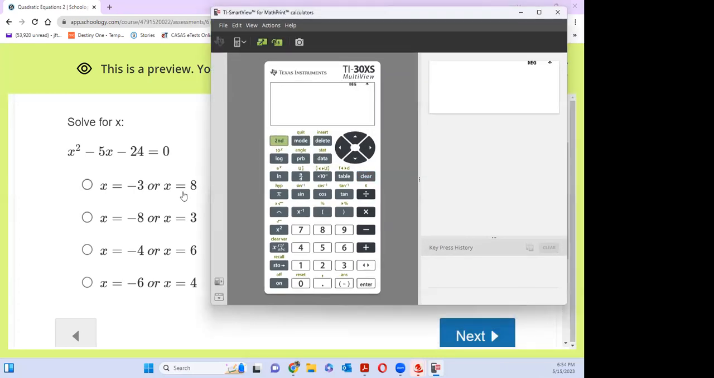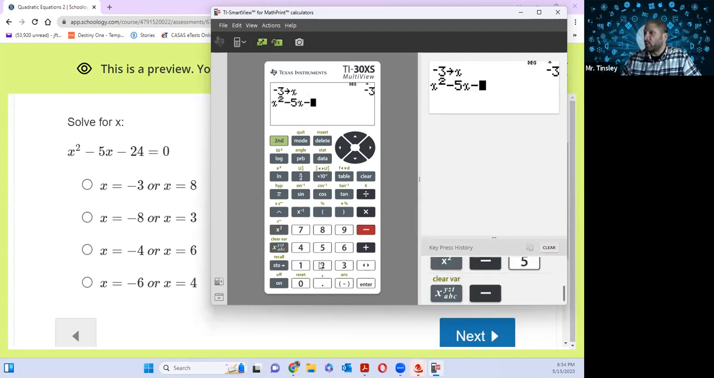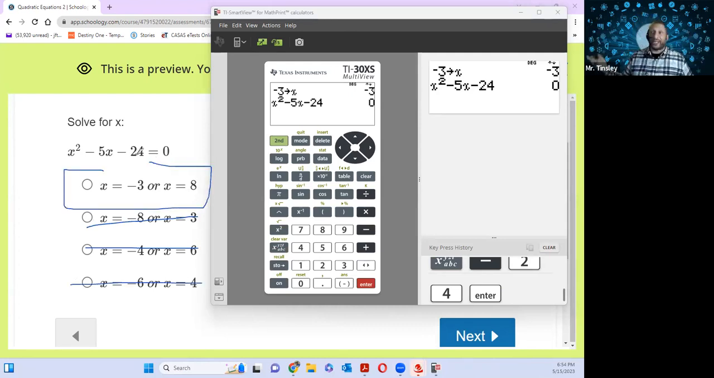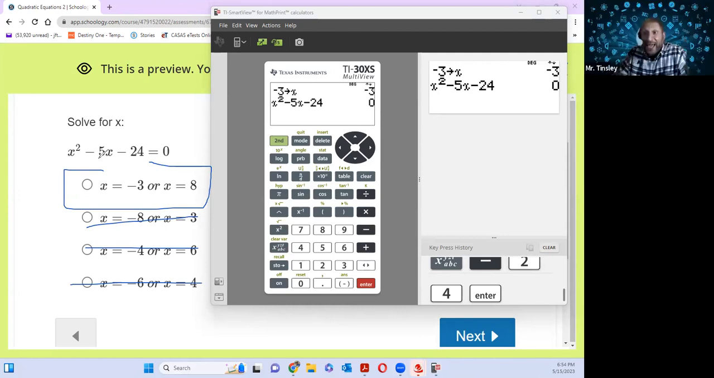Okay, so I have multiple choice. I have all my answers. So I'm going to do -3. -3 store, x squared minus 5x minus 24. Did I get 0? Yes, I did. So I know -3 is a solution. So I know it can't be B, it can't be C, it can't be D. I'm done. Finish. 5 seconds.